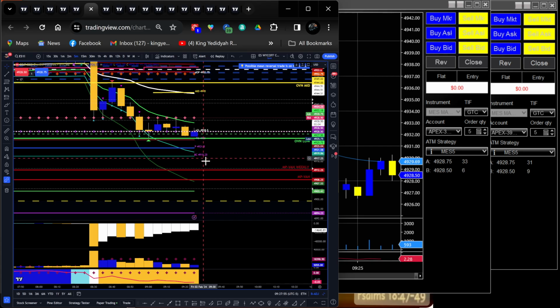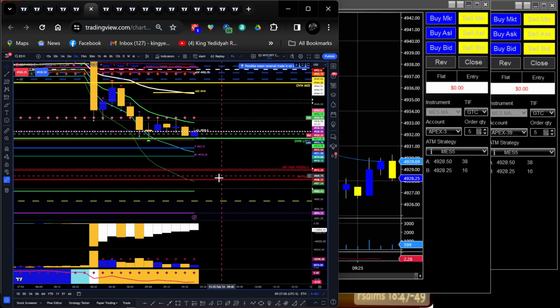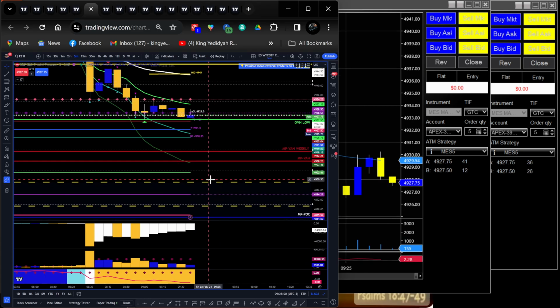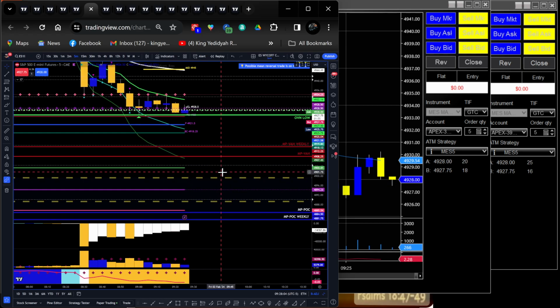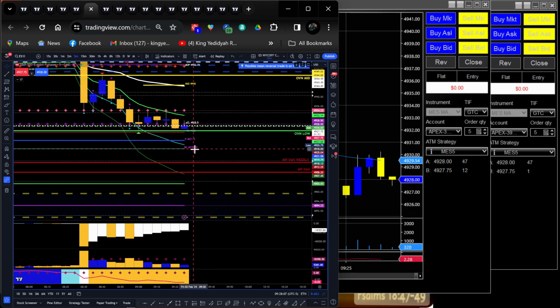Am I going to take a short though if it breaks down? I'm not too keen to take a short anywhere 40% above the Camarilla RTY S3. So let's see how this works out here today.